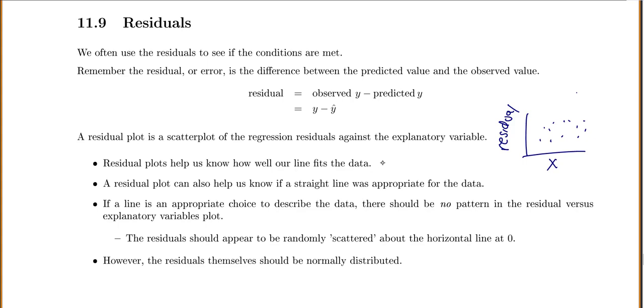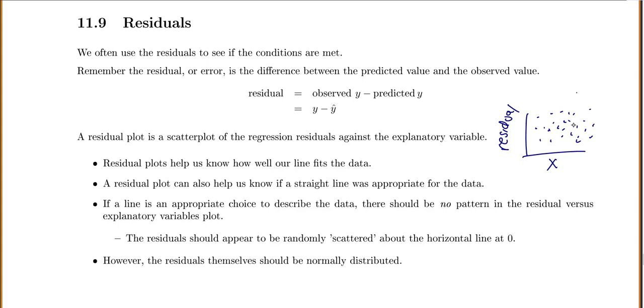Residual plots help us know how well our line fits the data. It can also help us know if a straight line was appropriate for that data. If the line was an appropriate choice to describe our data, there should be no pattern in the residuals versus x plot. So it should just look like my points are randomly scattered about. You shouldn't see a pattern.